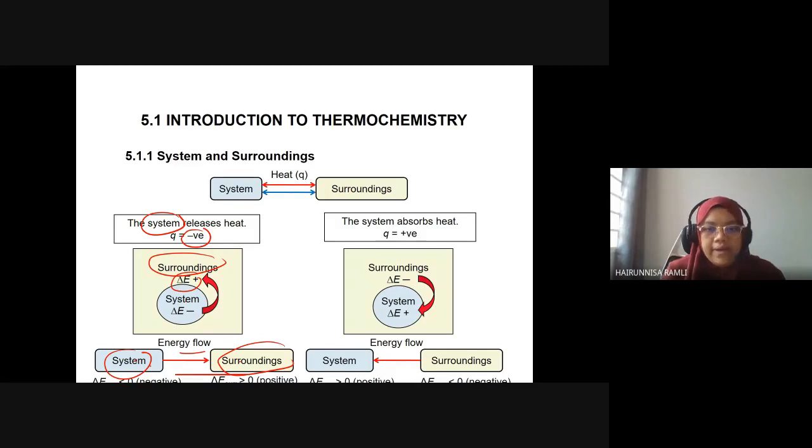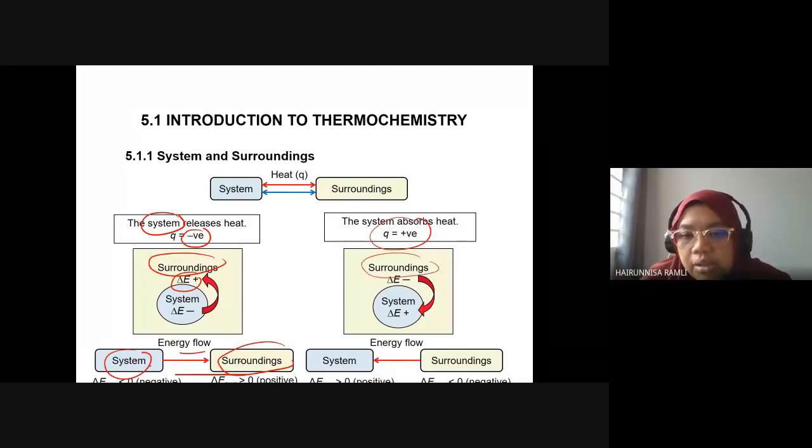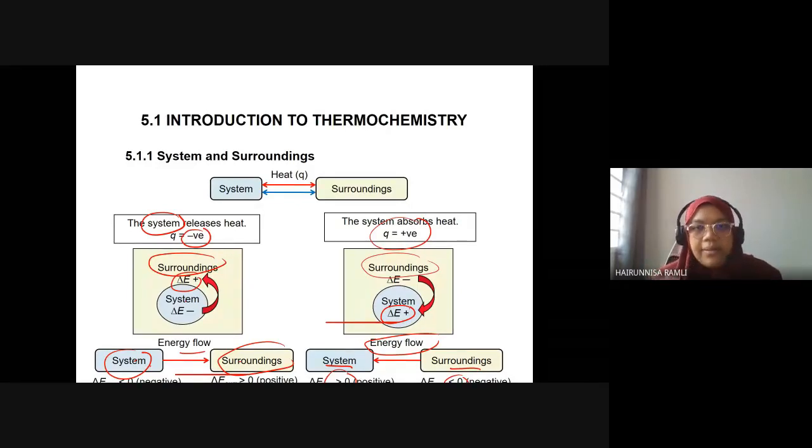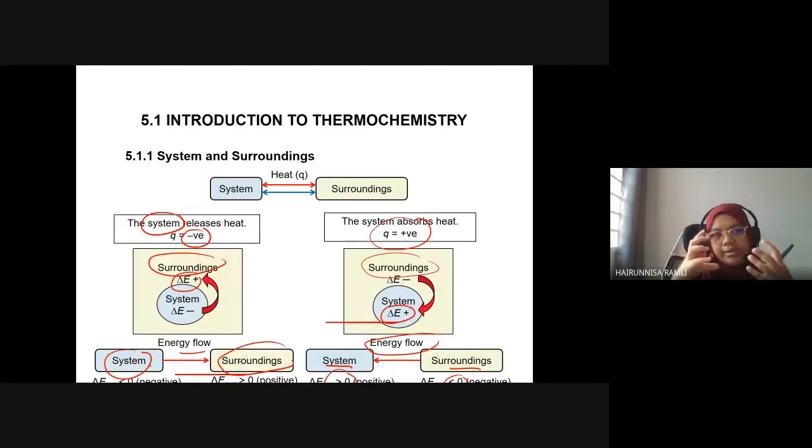So vice versa for the system that absorbs heat, dia terbalik. Dia nak absorb tu daripada mana? It will absorb from the surrounding. So surrounding yang akan pula release heat. So surrounding will give the energy, will flow the energy towards system. So positive for system. So flow will go from surrounding to system. So the value of system will become more than zero and surrounding will become less than zero. Okay, I hope you faham lah eh, mesti ada relationship lah kat situ eh, between system and surrounding.